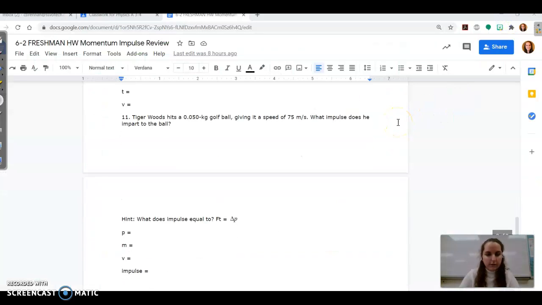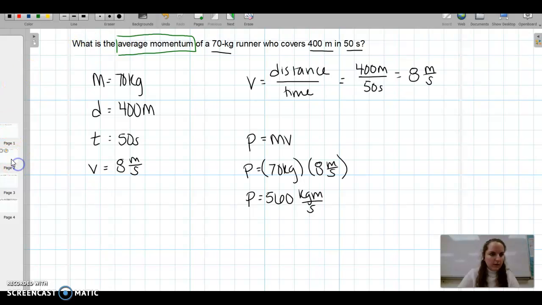So Tiger Woods hits a 0.050 kilogram golf ball, giving it a speed of 75 meters per second. What impulse does he impart to the ball? And I gave you a hint. I said, what does impulse equal? Ft equals your change in momentum. All right, so let's look at what we're given in the problem and write it down.